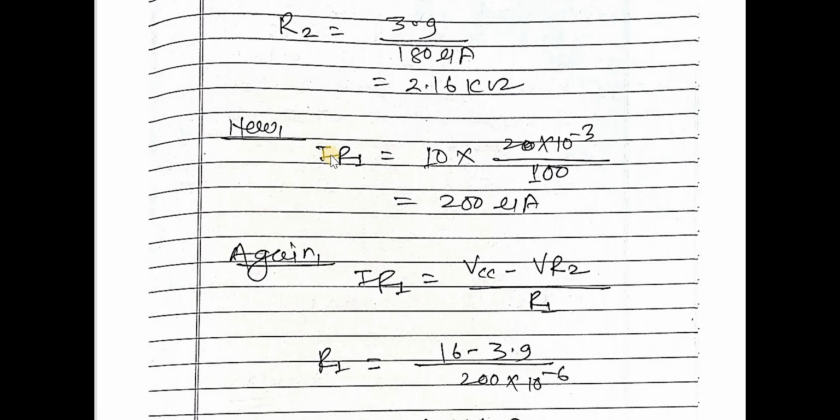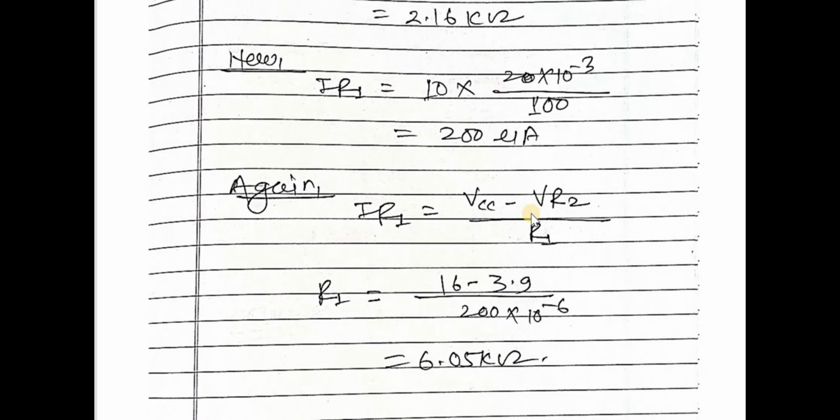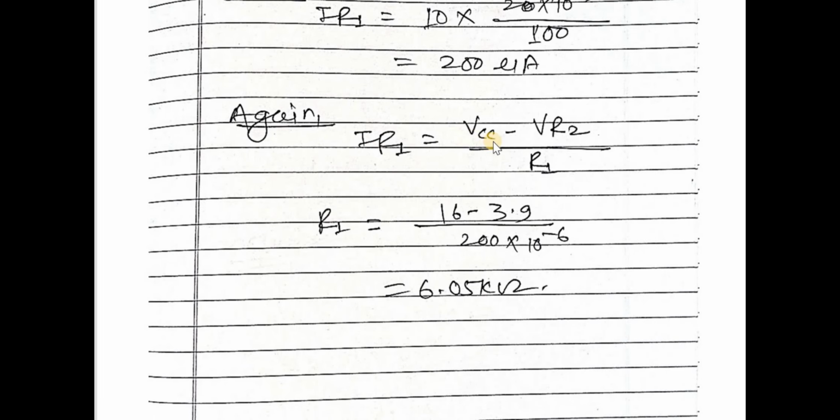Now IR1 equal to 10 into 2 into 10 to the power minus 3 upon 100, that is 200 microampere. Again IR1 equal to VCC minus VR2 upon R1, then R1 equal to 16 minus 3.9 upon 200 into 10 to the power minus 6, that is 60.5 kilo ohm.